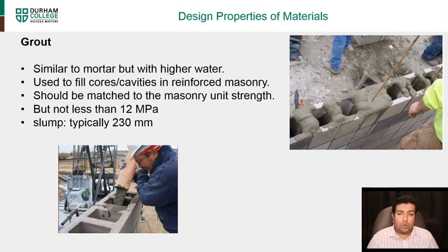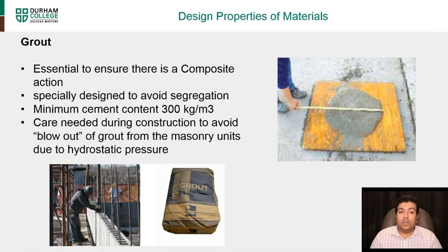Grout. It's similar to mortar, but it has a higher water content. It's used to fill cores or cavities in reinforced masonry. It should be matched to the masonry unit strength, but not less than 12 MPa. Its slump is typically 230 millimeters. So it's usually poured in between where you have reinforcements. Wherever we have reinforcements, we usually use the grout. It's essentially to ensure that there's composite action between the rebar, the grout, and the concrete block itself, especially designed to avoid segregation.